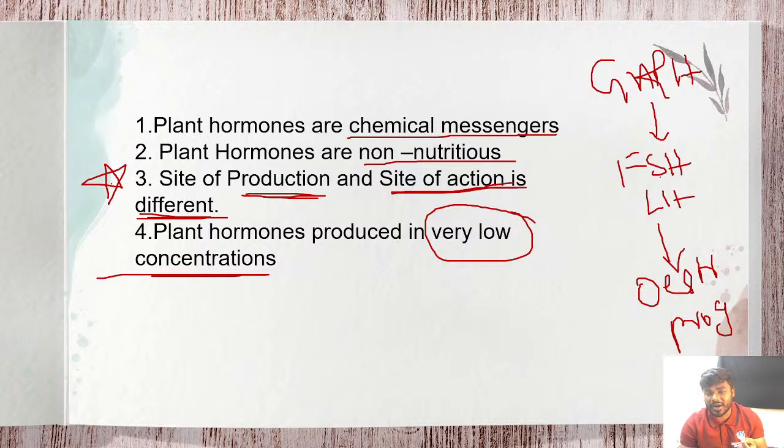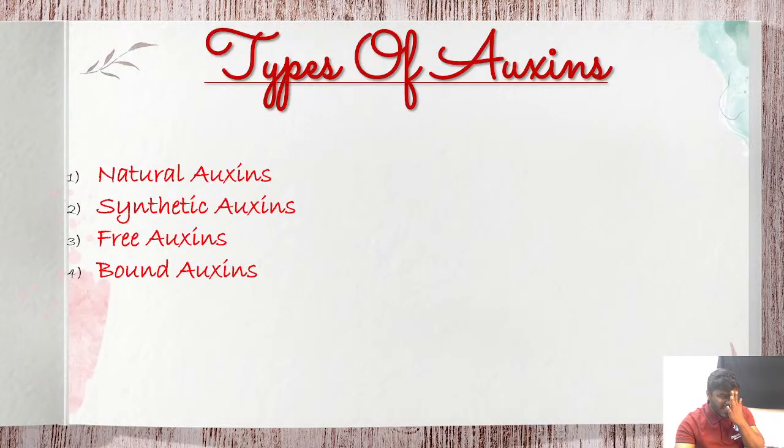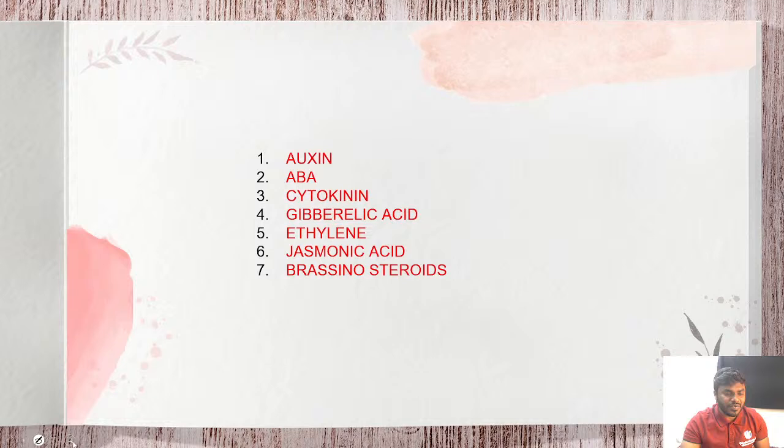So what's the point you have to understand? Site of production and site of action are entirely different. Not only in animals, even in the plant body also. Some hormones synthesized in the shoot are going to show their action on the root. Some hormones synthesized in the root are going to show their action on the leaf. So that's why site of production and site of action are entirely different. Do not forget that. Now, friends, what are the various hormones that we have to read?